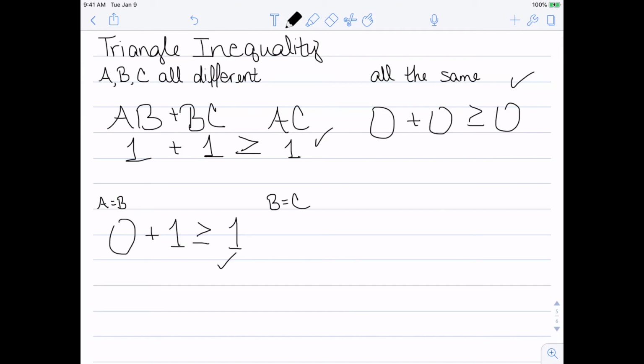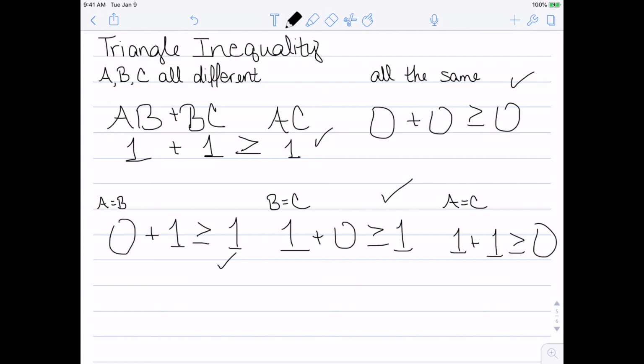This time, what if B is equal to C? So AB is 1, BC is 0, and AC is 1, so that holds. Now we just need the final case, A equal to C. For that one, we have the distance from A to B is 1, B to C is 1, and A to C is 0. So the triangle inequality does hold. These are all of the possible cases that we could consider.